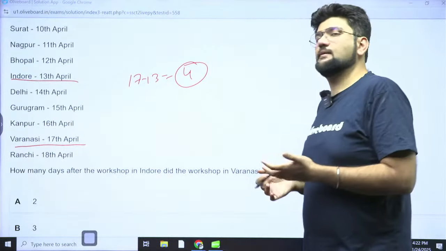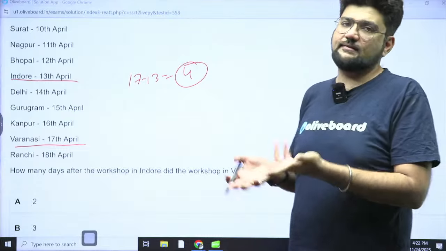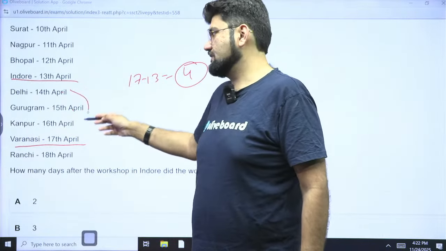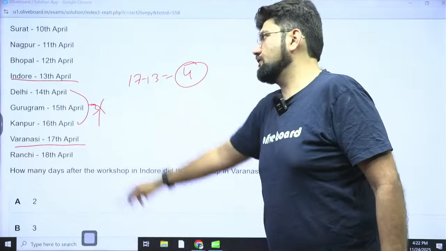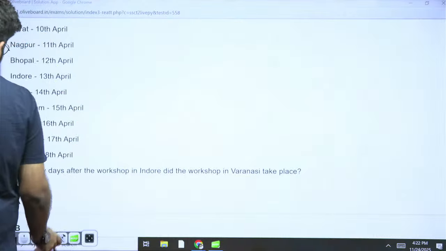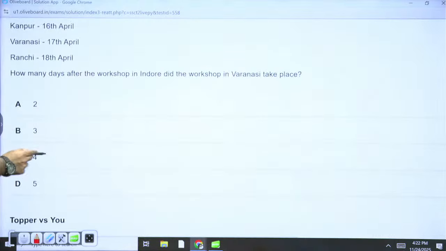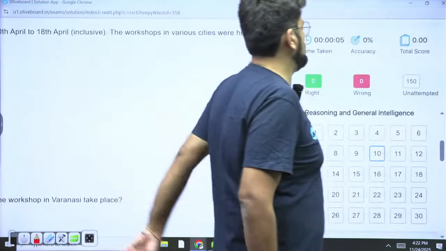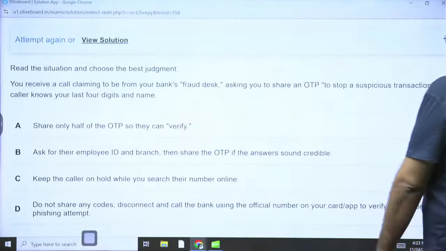If today is 13th April, what will it be after 4 days? You will automatically say 17th April. But when you look at it in the list, you end up counting these 3 and giving 3 as the answer. That is where the majority of us go wrong. So it has to be 4 days after the Indore workshop that we have the Varanasi workshop. Perfect. I think that was not a very big problem. 37 seconds. Okay. Not an issue. Decent.